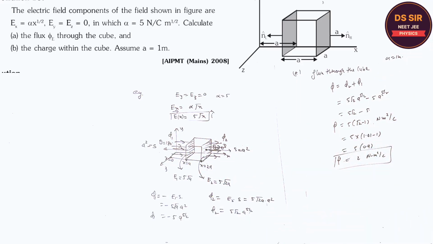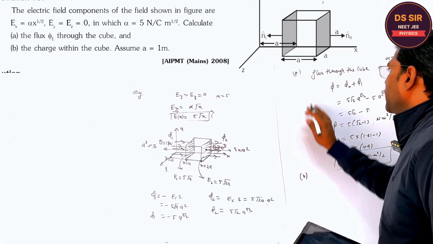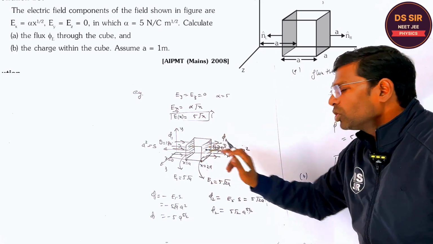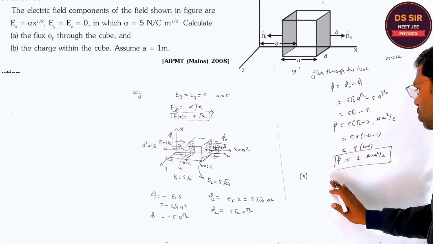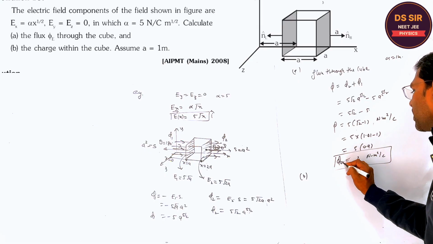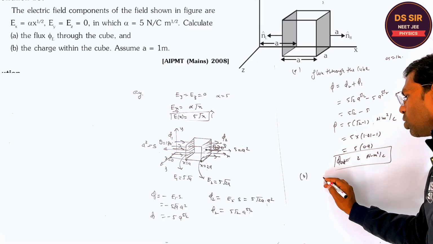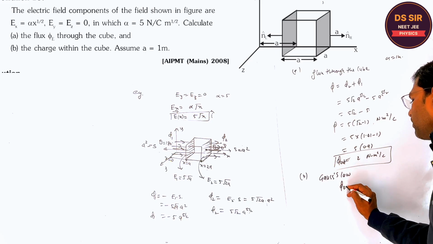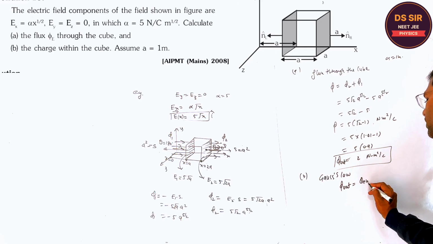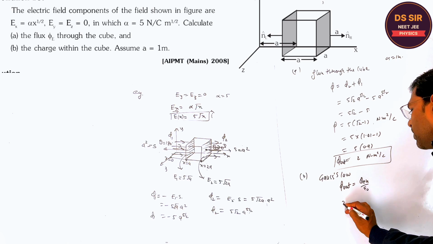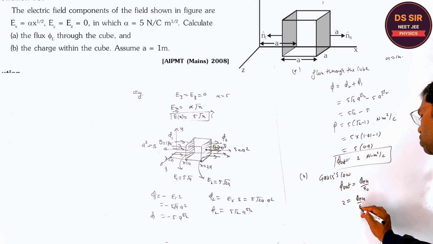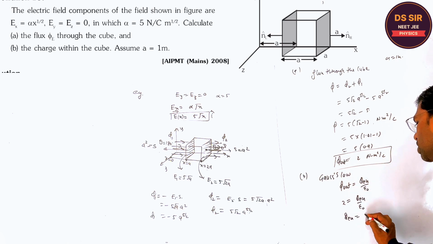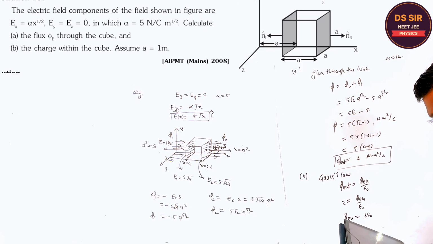Yes, sir. Copy this. So for the B part, the charge in the cube we have to find. So now this is the outward flux, so apply Gauss's law. What is Gauss's law, you tell? The outward flux is equal to charge enclosed divided by epsilon naught. So the outward flux is 2. The charge enclosed will be equal to what? 2 epsilon naught. Is it clear?